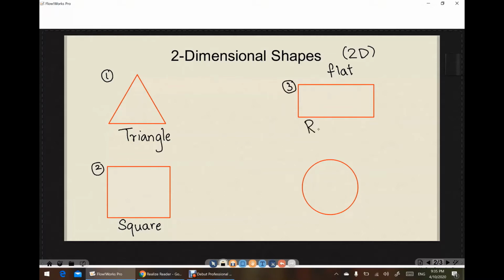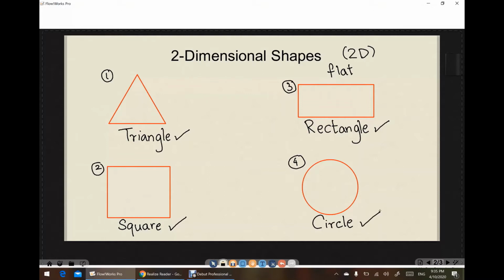Rectangle. Rectangle. What shape is this? Rectangle. Now, the last one. Circle. Good job. What is this? Circle. So we have triangle, square, rectangle, and circle.